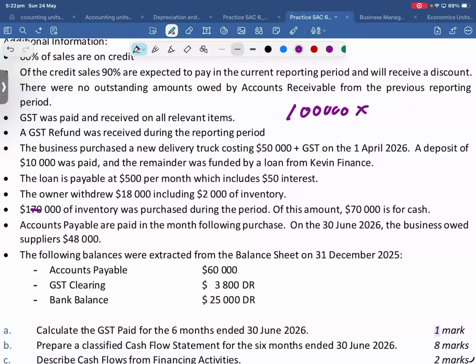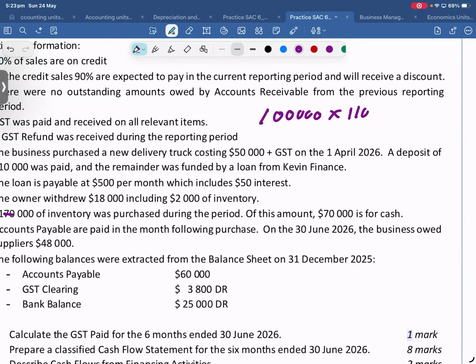Okay, now this is confusing. First of all, this 100,000 you have to pay with GST, meaning you have to multiply it by 1.1, otherwise 110%, whichever way, get the GST in there as well. So 110,000. This 110,000 is what? Owed to accounts payable, yes? Owed to accounts payable is 110,000.